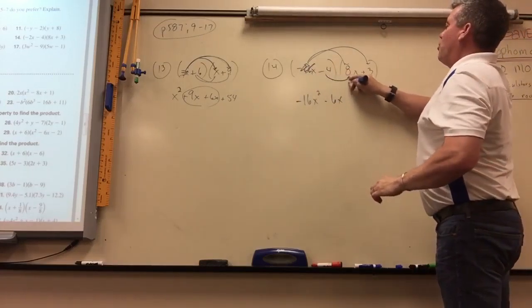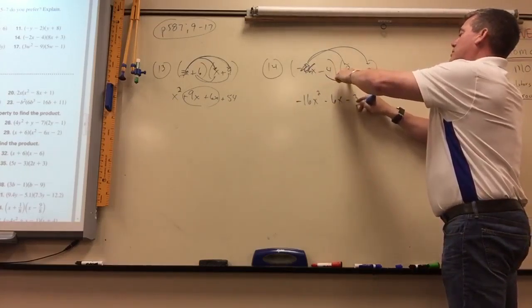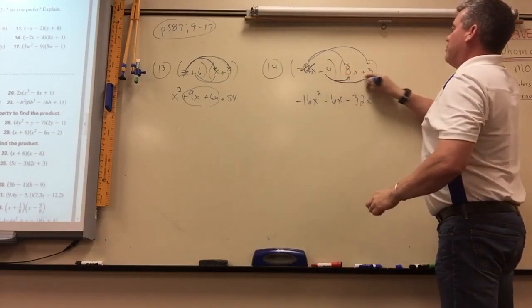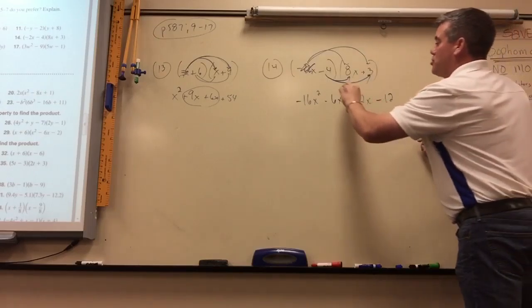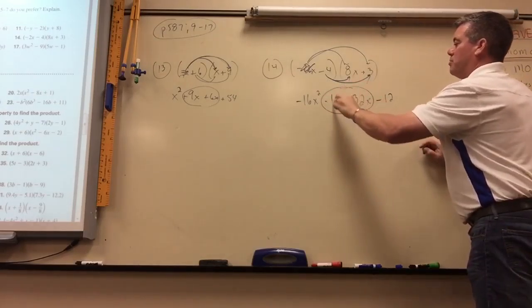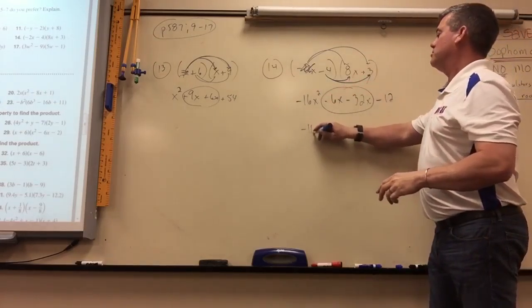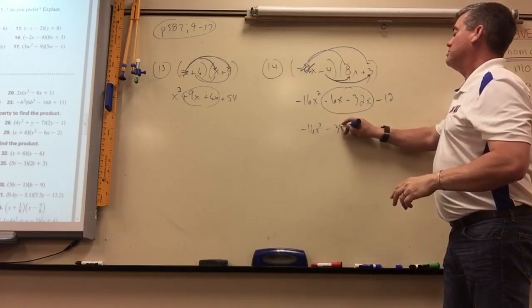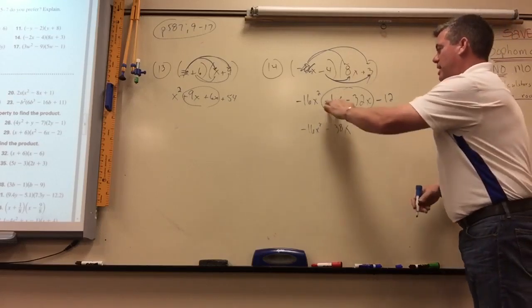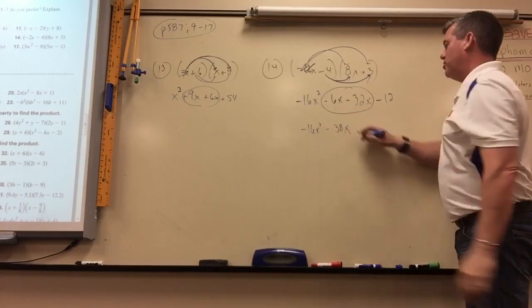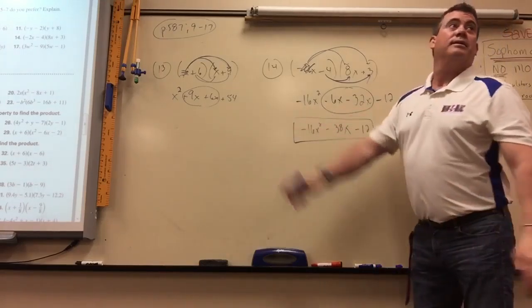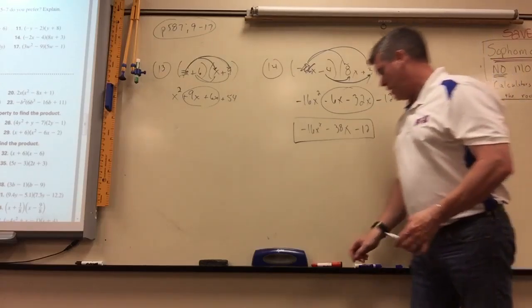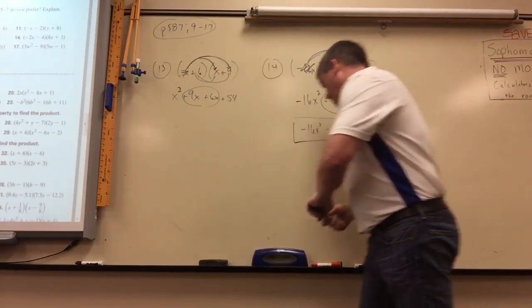So now the negative 4 times 8, negative 32x. And the negative 4 times the 3, negative 12. So then these two will combine because they're both x's. Negative 38x, because negative 6 minus 32 is negative 38x. Okay, so you just have 3 left.